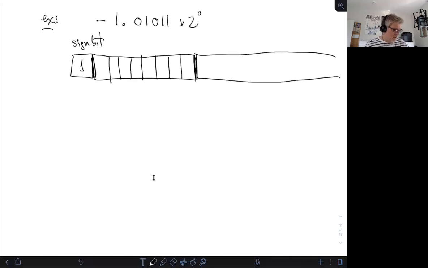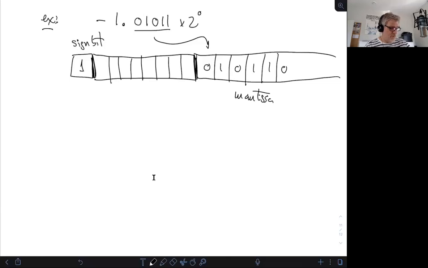Okay. So this is my mantissa. That's easy, right? You just take these bits here and you put them here. 0, 1, 0, 1, 1, and you fill with zeros. You pad. Okay, it's a fraction. You pad on the right. You can put zeros on the right always.